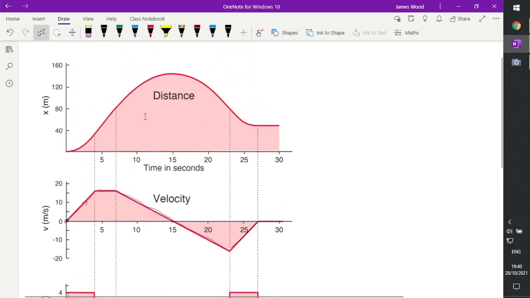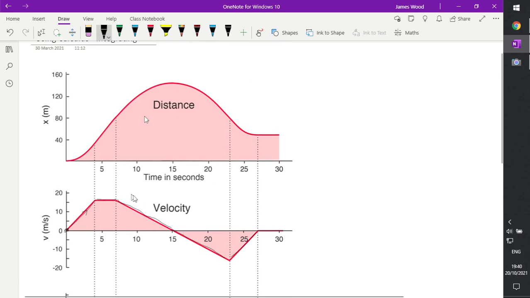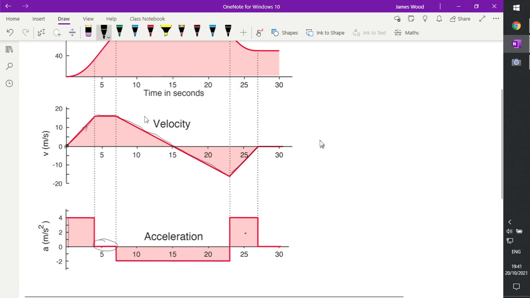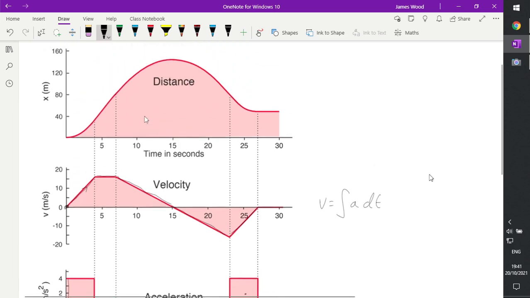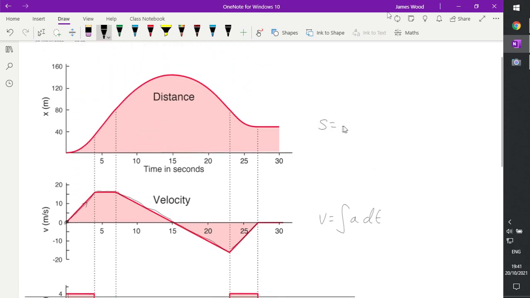We also know from lots of problems we did in chapter 9, if I try and find the area under a VT graph, I get the distance, or the displacement. So what we can write is velocity is the integral of acceleration, so I can integrate a with respect to time. And likewise, I can get the displacement as the integral of the velocity with respect to time. So the area under a VT graph gives you displacement, and so on.